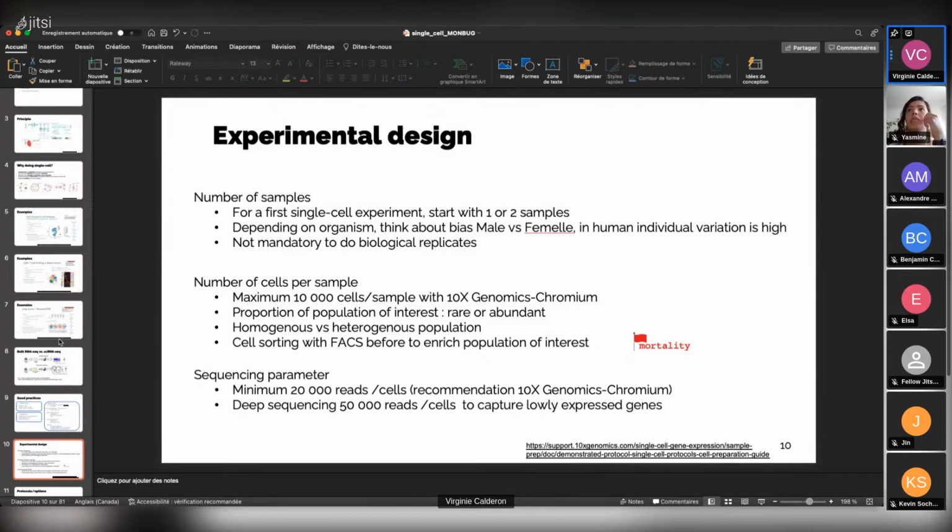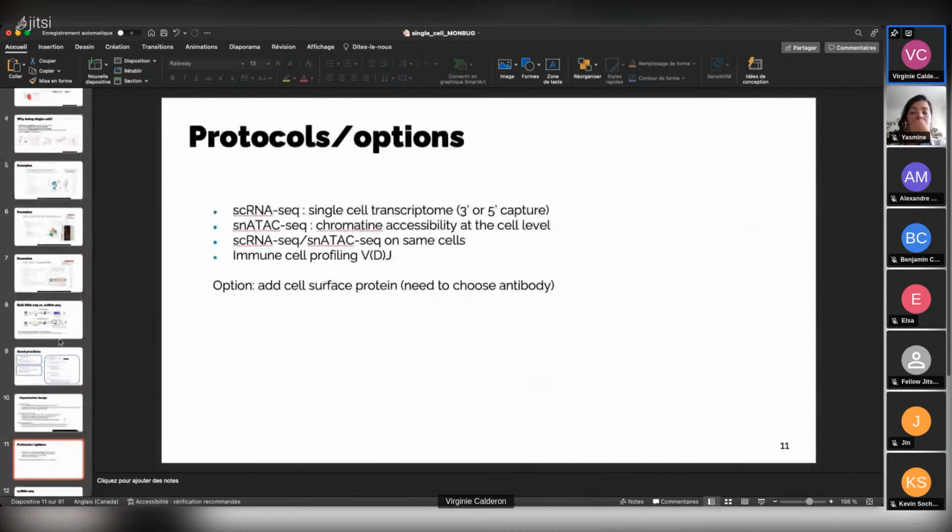So that's something the bioinformatician needs to check first. Do you have enough information? Do you have enough reads to pursue the analysis?